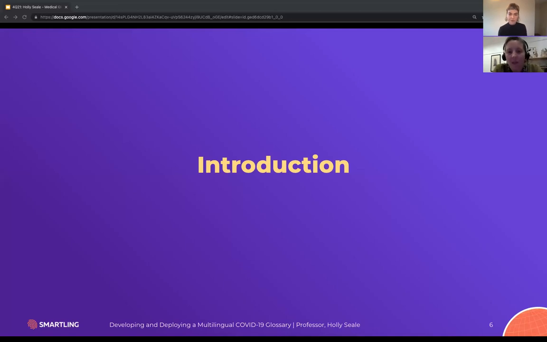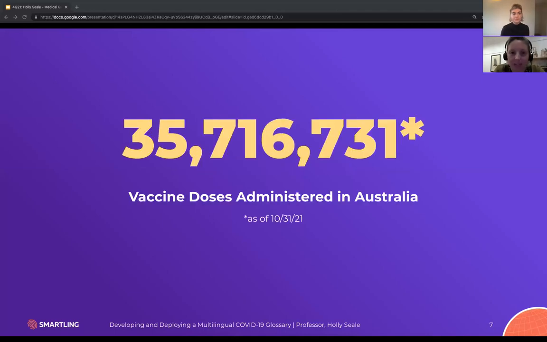And so has the glossary played a success in the uptake with those different migrant groups, would you say? Look, it's many different facets that support vaccine coverage and vaccine acceptance. And certainly when we look at those elements, we can classify them into a few different areas. And just from these stats here, you can see that we've done really well here in Australia with our vaccine coverage now.